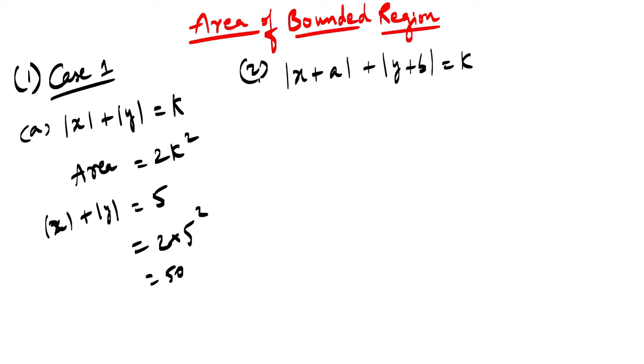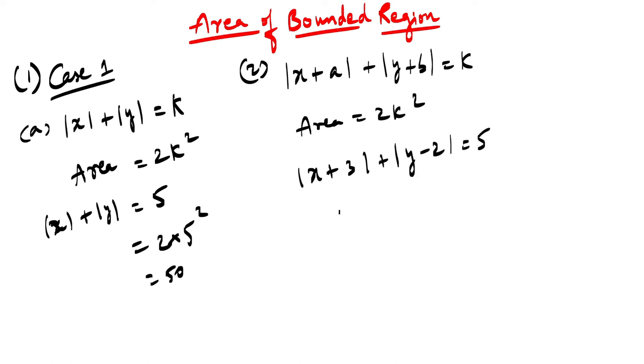No, there won't be any change. We observed this in the previous slides, in the graphical representation. So in this case also, the area is equal to 2k square. For instance, just calculate the value of |x + 3| + |y - 2| = 5. We can simply substitute 5 for k, so k square is 5 square. This is equal to 50. Alright, this is case 2 and the area remains the same.